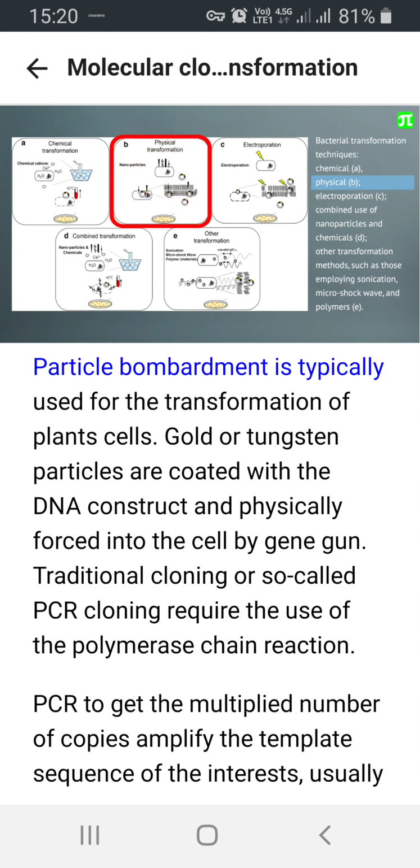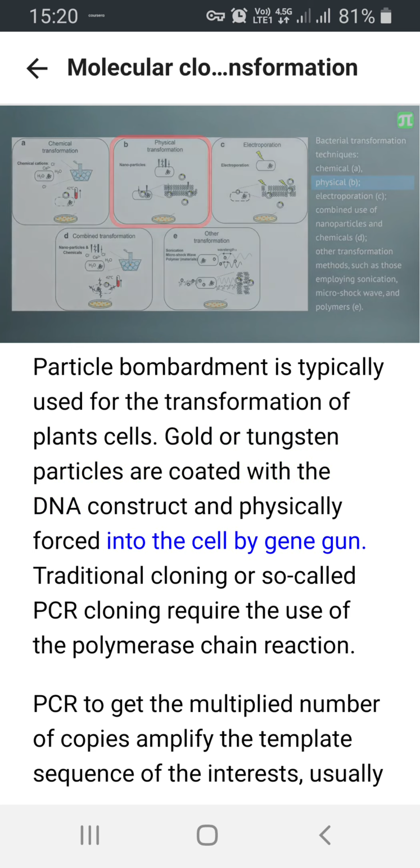Particle bombardment is typically used for the transformation of plant cells. Gold or tungsten particles are coated with the DNA construct and physically forced into the cell by gene gun.